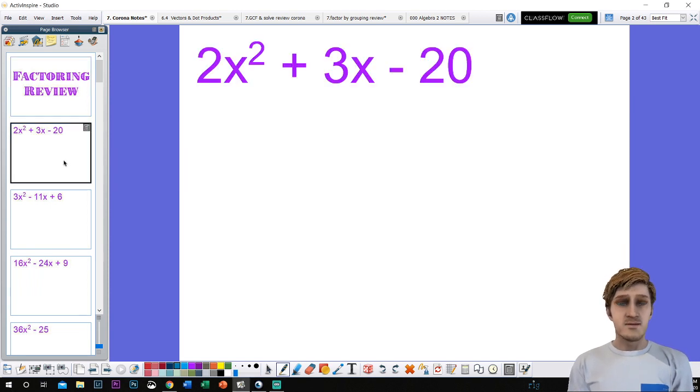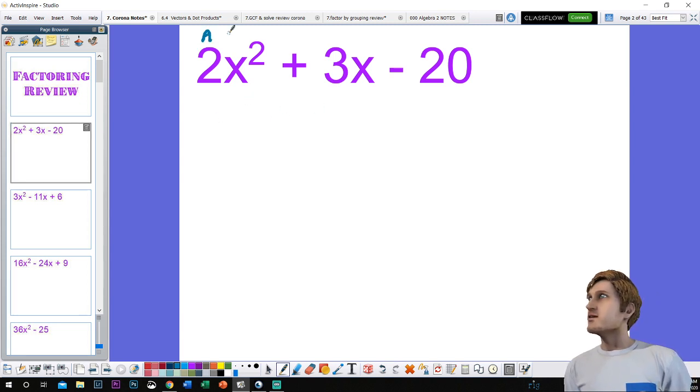All right, so here we go. Remember, our first step is to think of this as the first three letters of the alphabet, A, B, and C. Remember, when we do this, we're also taking the sign in front of it. So this would be a positive 2 for A, 3 for B, and a negative 20 for C.